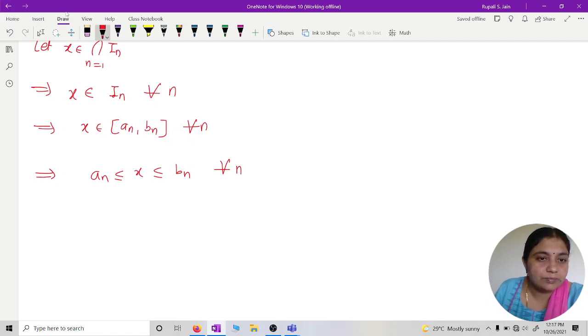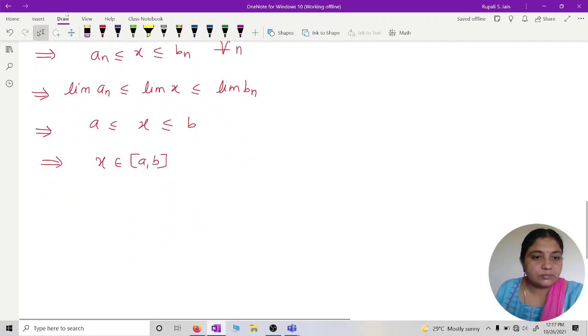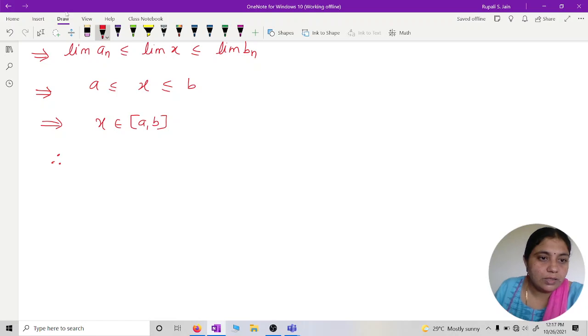Am I right? Yes, ma'am. Now you take the limit. Using the sandwich theorem, we can use limit of a_n less than or equal to x less than or equal to limit of b_n. So the limit of a_n is nothing but a, and a is less than or equal to x less than or equal to b. Is that okay? So this implies x belongs to the interval [a, b]. Therefore, the intersection over n from 1 to infinity of I_n is contained in the closed interval [a, b].